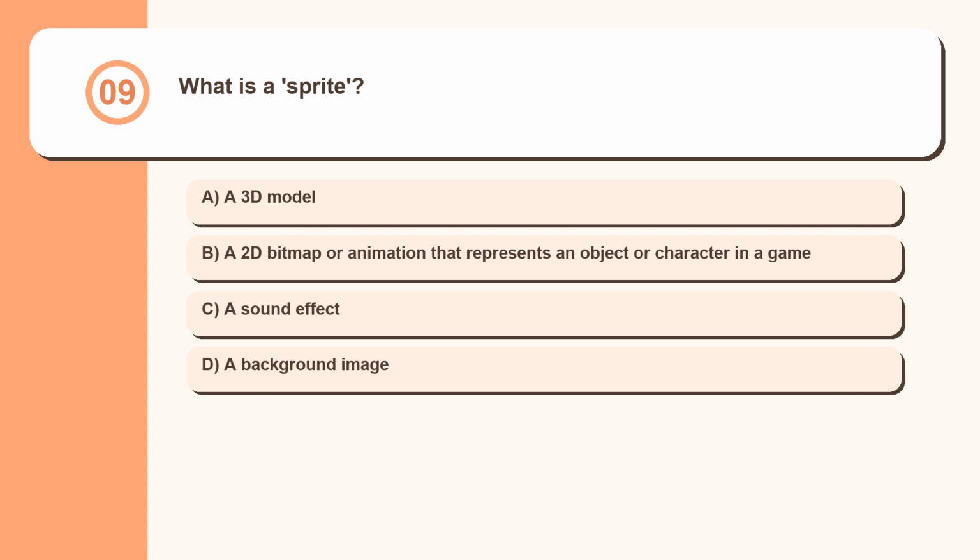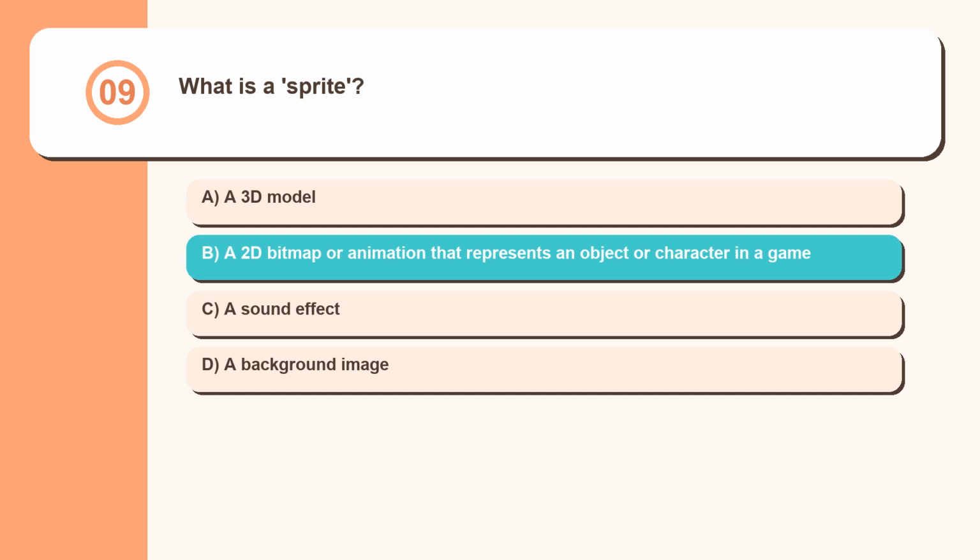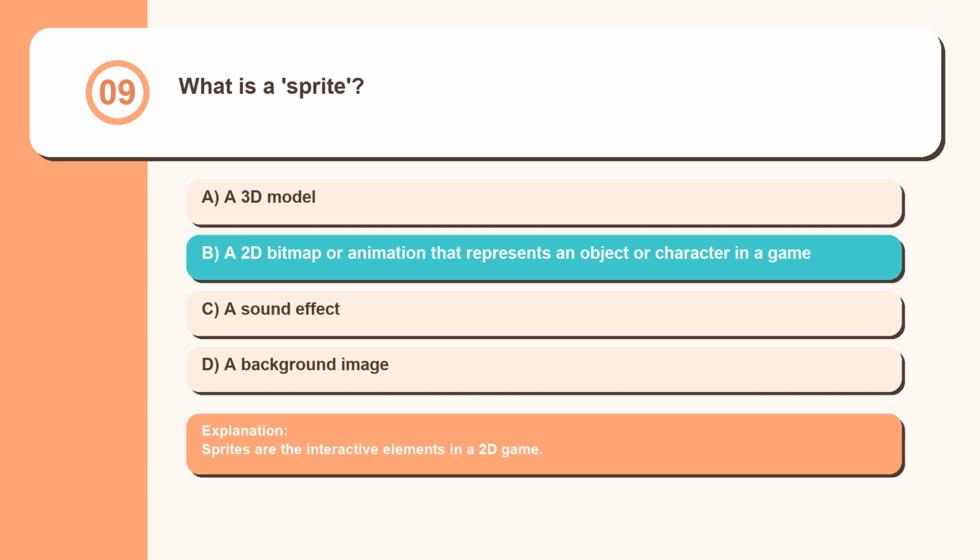Question 9. What is a sprite? A 3D model. A 2D bitmap or animation that represents an object or character in a game. A sound effect. A background image. Sprites are the interactive elements in a 2D game.